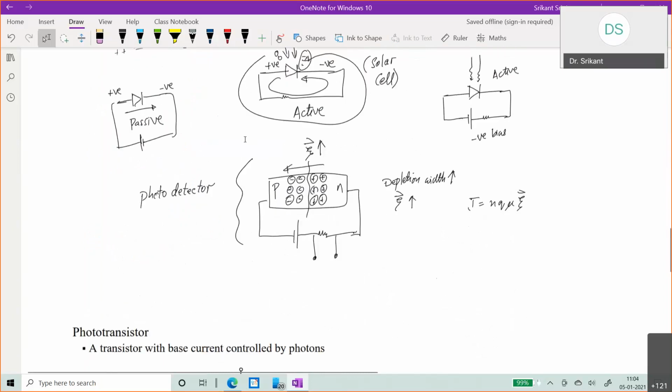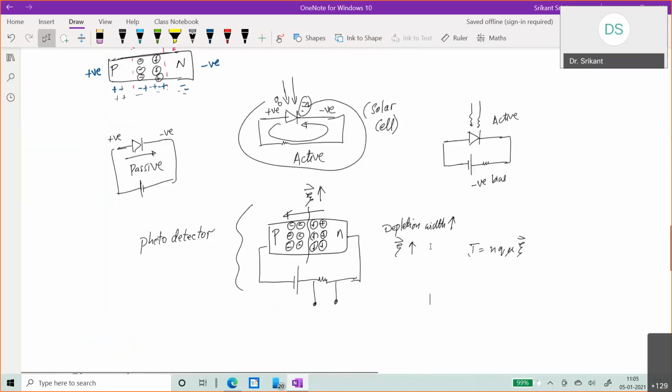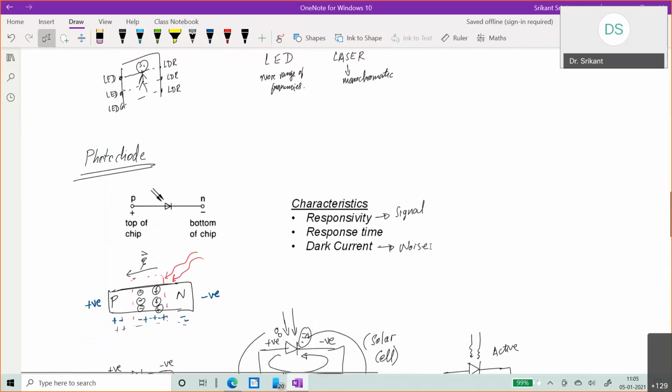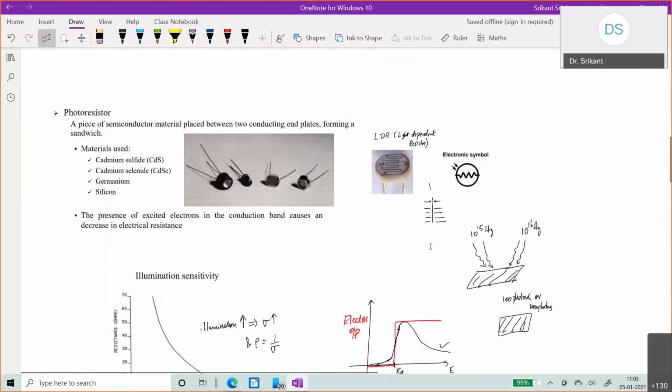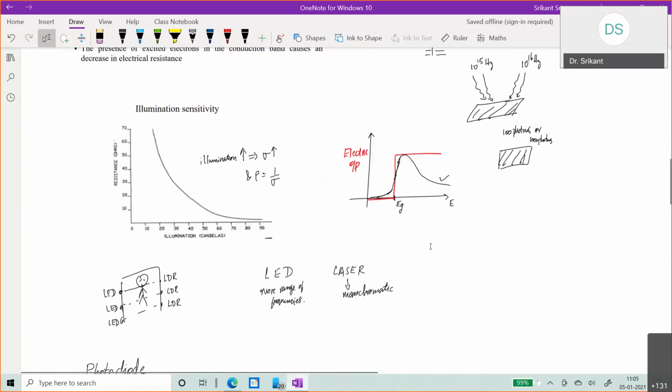If you want to use it as a photo detector, you can potentially add some reverse bias to the diode and ensure that the collection of carriers is enhanced and the rate at which it happens is also faster. So you can get a better response time as well as you can get more current. So this is what we discussed with respect to the photo detectors and photoresistors.